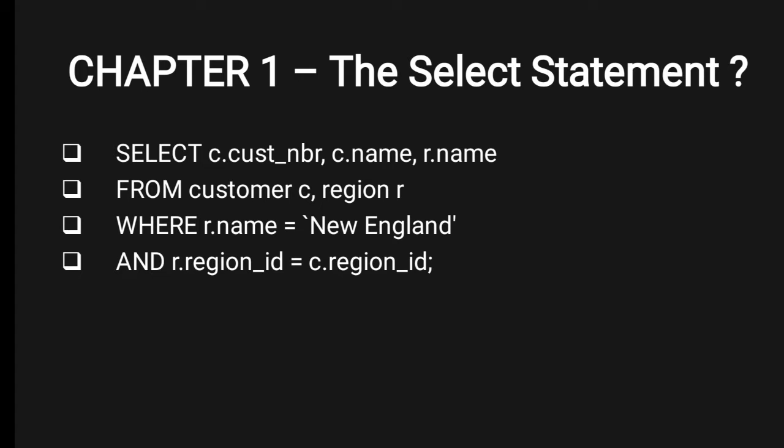If you would rather not type the full table name, you can assign table aliases to each table in the from clause, and use those aliases instead of the table names in the select and where clauses. In this example, we assign the alias C to the customer table and the alias R to the region table. Thus, we can use C and R instead of customer and region in the select and where clauses.